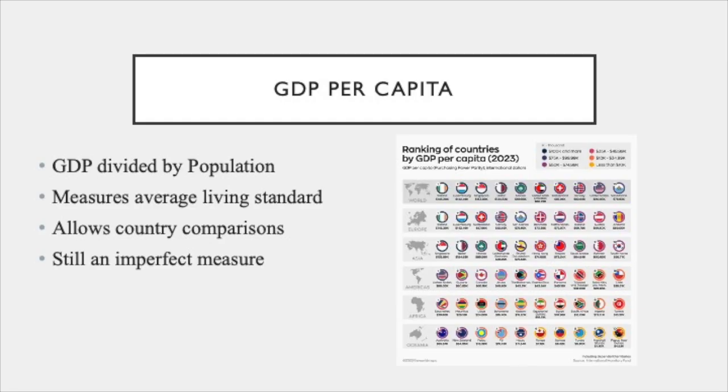To find GDP per capita, all we're doing is taking the GDP of a given year and dividing it by the population. So if the GDP were $21 trillion and our population in the United States is 330 million people, we would take 21 trillion and divide that by 330 million, which gives us $63,636 per person.